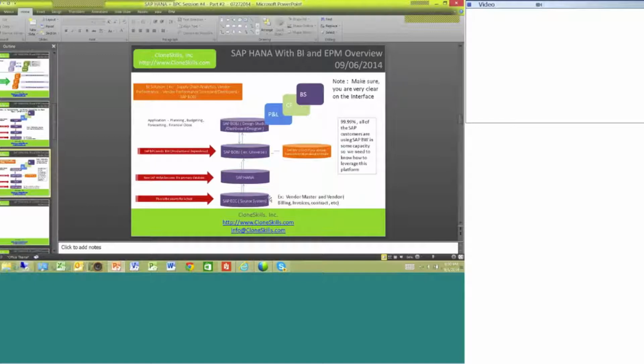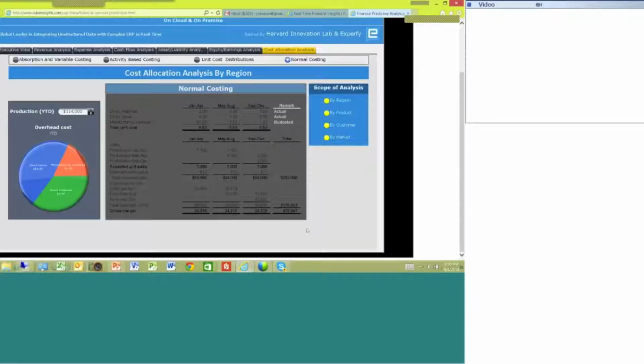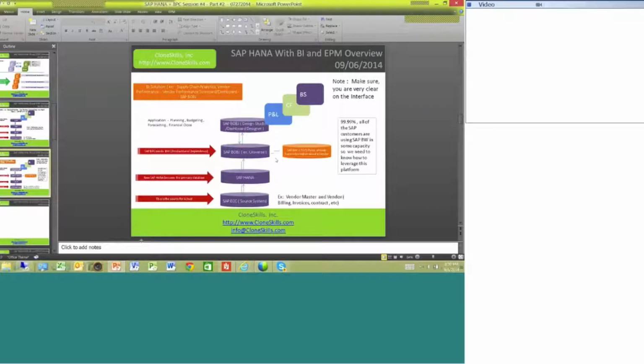So here, if you notice, I'm using many different tools. What is the front end used to build this? This is built on Dashboard Designer, and some of them are done with the Design Studio. How does this connect? It connects to the actual data by using Universe. So the next piece, which lets you get the data, is Universe.